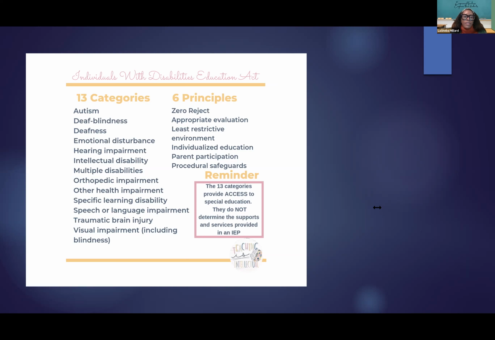Any characteristics or any facts that you know about SLD? That's your speech and language. I'm sorry, did you say SLP? Specific learning. SLD. Specific learning disability. Oh, I thought you said speech and language. It's okay.